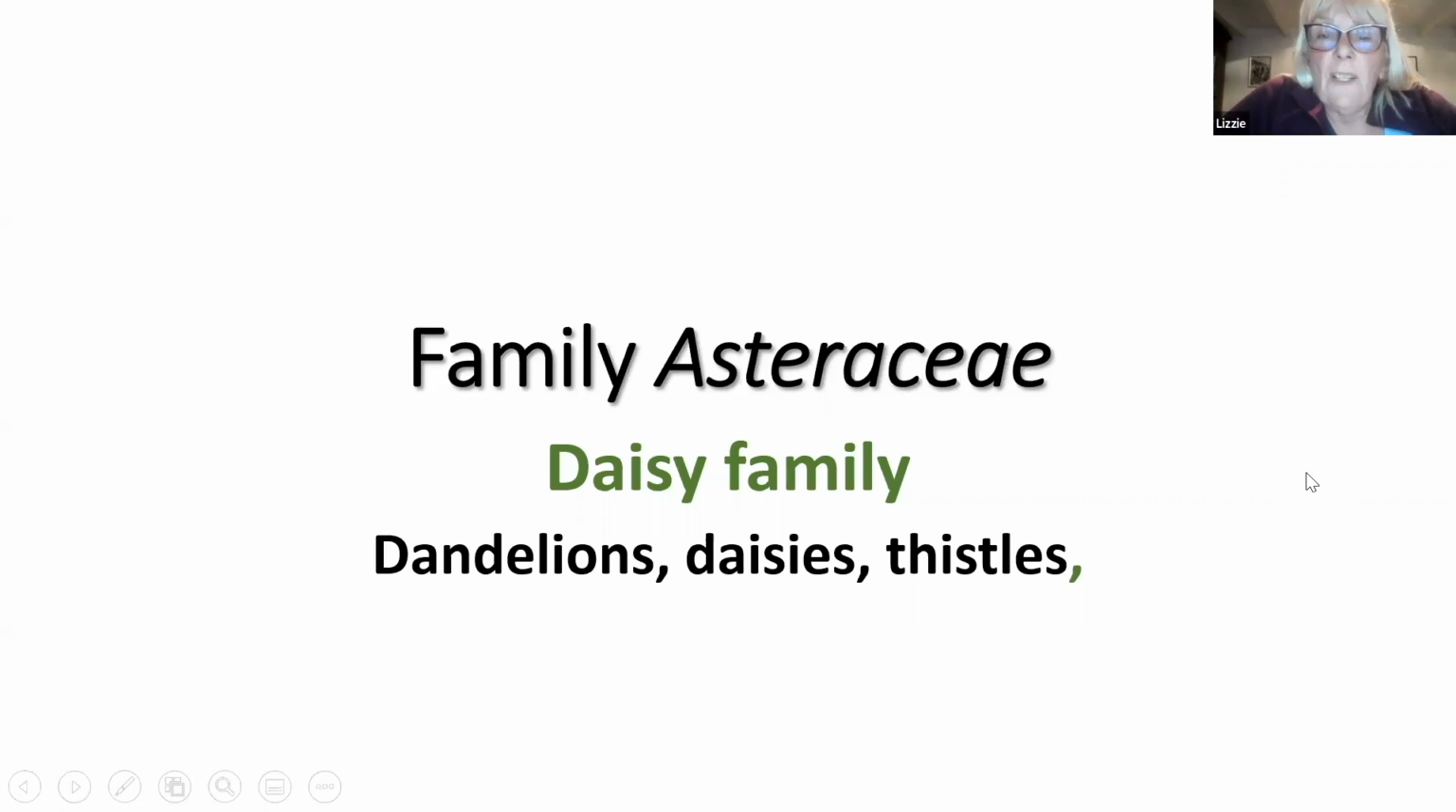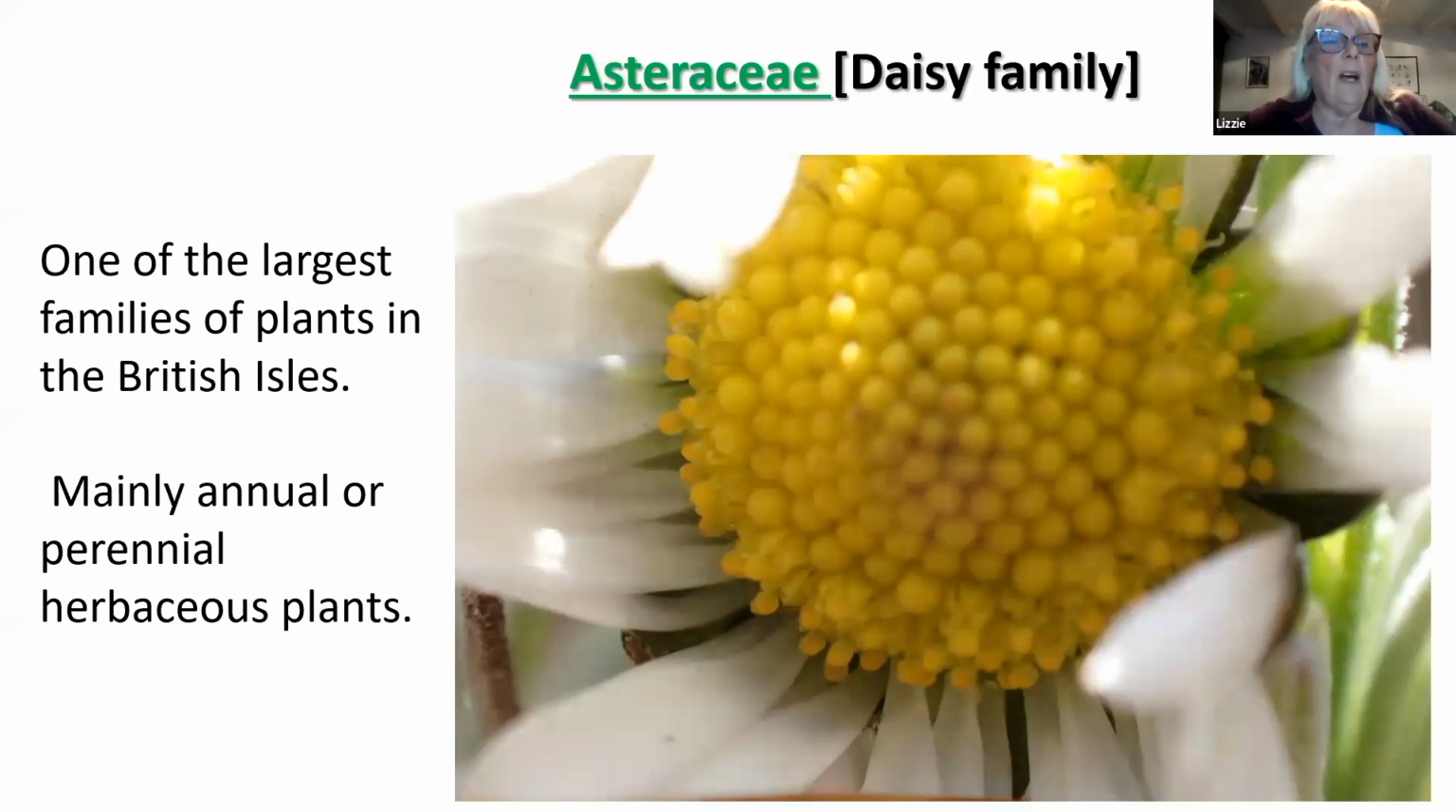Okay. Well, tonight I'm going to talk about the daisy family, the Asteraceae, possibly another family. We'll see how we get on with this one. But the daisy family is a really large family of species, including a lot of very familiar plants like the dandelions, the daisies, the thistles. And it's one of the largest families in the British Isles. They're mainly annuals or perennials, and they're mainly herbaceous plants. So that means they're not woody.